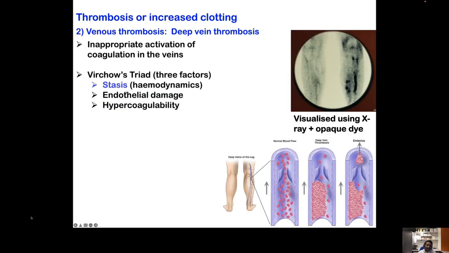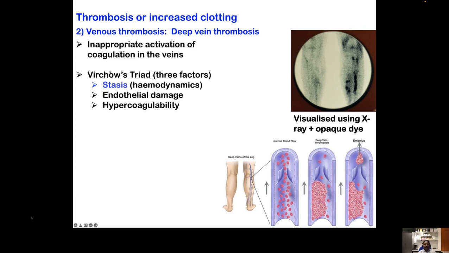Okay. So how is venous thrombosis formed? This is mainly formed in the deep veins. You can visualize this using X-ray. If you use X-ray, you should be able to visualize thrombosis like this, like a dark color, stained molecules. Stained blood clots. So it's really important to look at this.